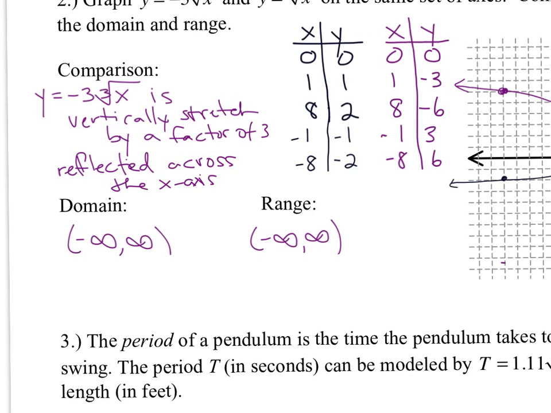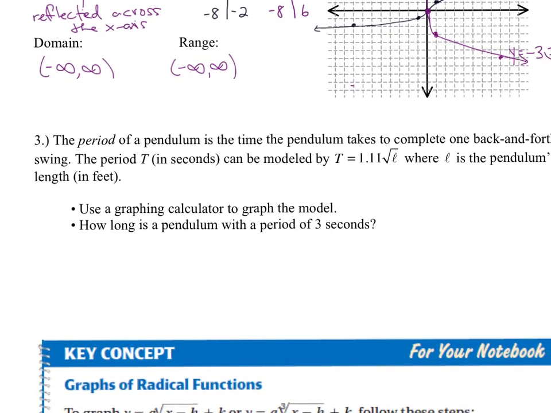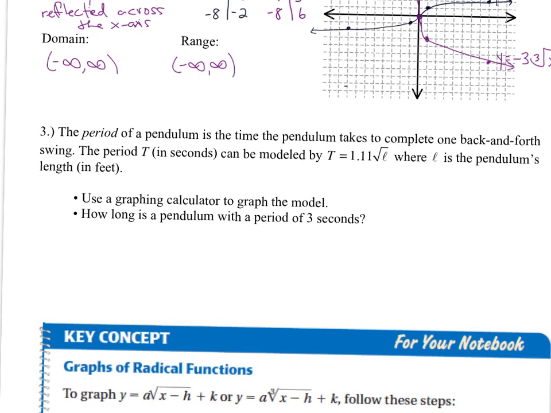Now for the next one, let's see what we have. The period of a pendulum is the time the pendulum takes to complete one back and forth swing. The period T, which is in seconds, can be modeled by the equation that we see right here. T equals 1.11 times the square root of L, where L is the pendulum's length in feet. And it says use the graphing calculator to graph the model. And then we're going to use the graph to figure out how long the pendulum is with a period of 3 seconds. So if you haven't already done so, go ahead and get a graphing calculator, or type this in to Desmos.